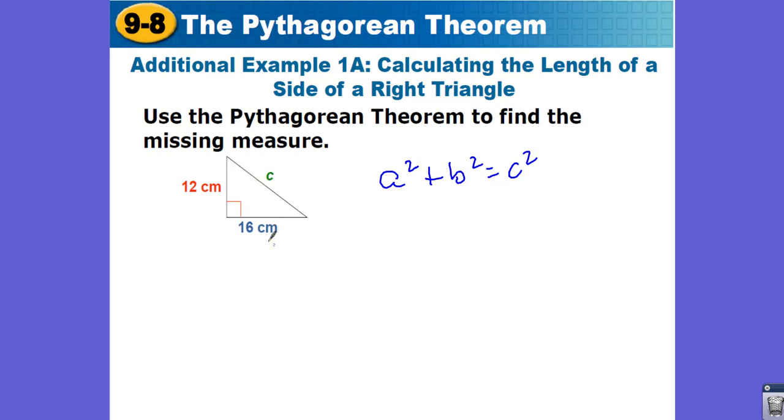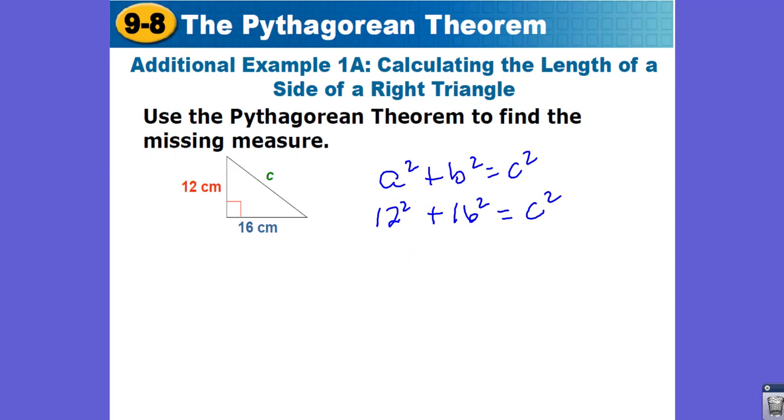Well, in class today we learned that we take the a and the b, and it doesn't matter which one we call what, and we plug them into the formula. So I'm going to take 12 and plug it into a, so 12 squared, plus the 16 I'm going to plug into b, so 16 squared is equal to c squared. So now we evaluate those.